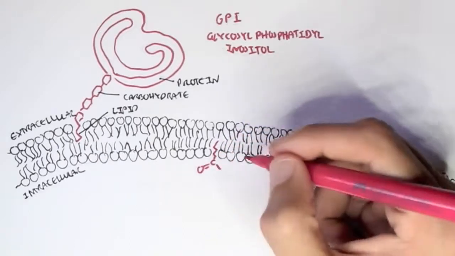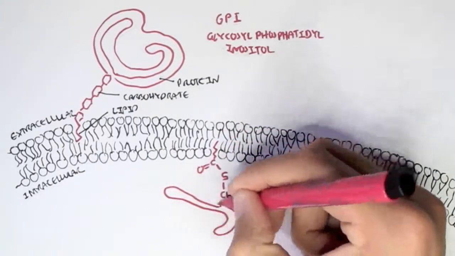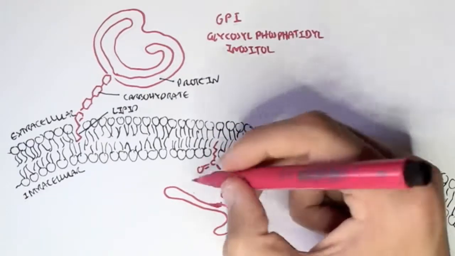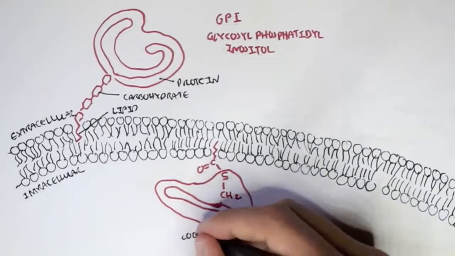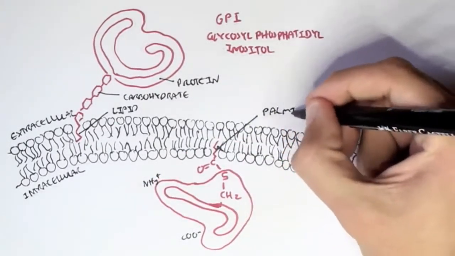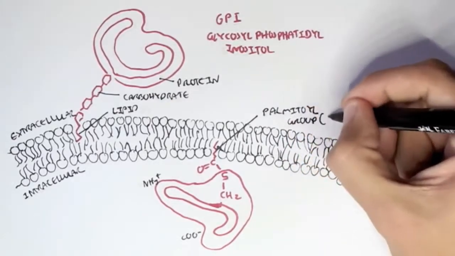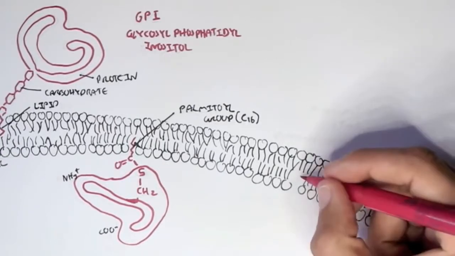But there are other types of lipid-linked proteins which do not have carbohydrates. And these vary depending on the fatty acid chain it contains, such as this one, which has a palmitoyl group consisting of a 16 carbon fatty acid chain. And as you can see, the amino group and the carboxyl group of the protein is within the intracellular fluid.